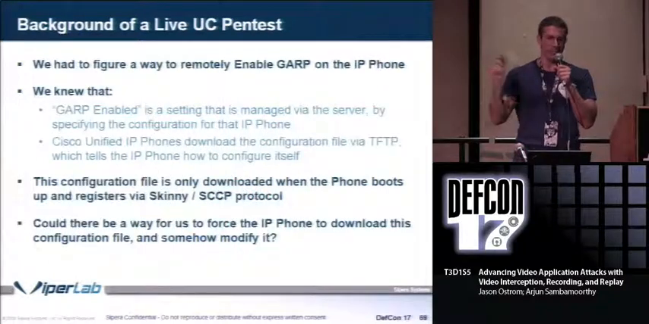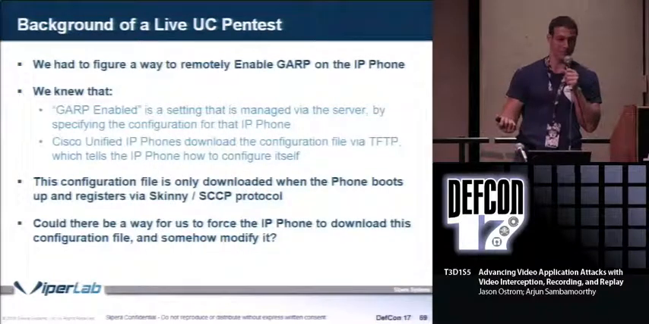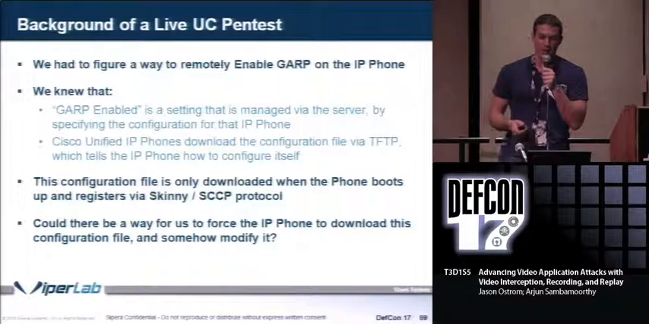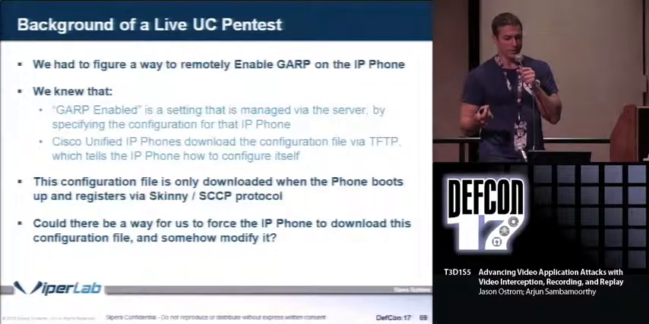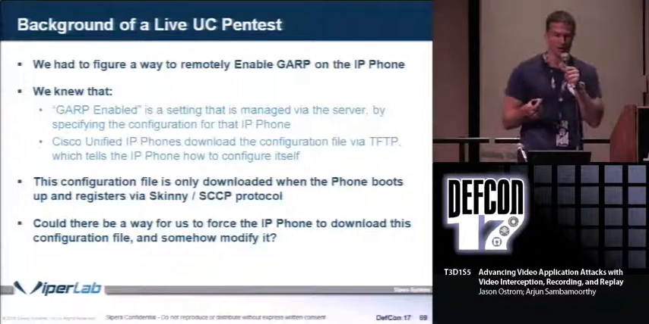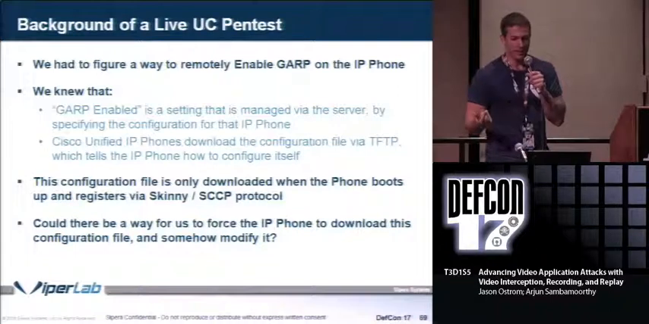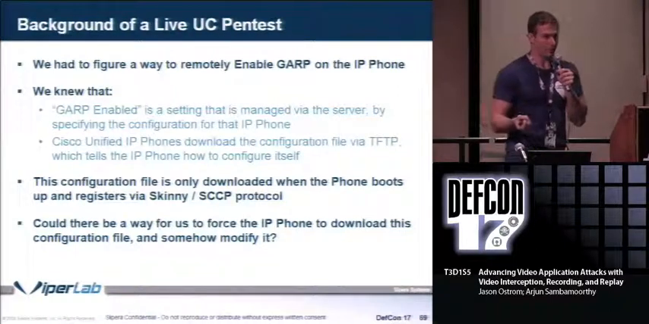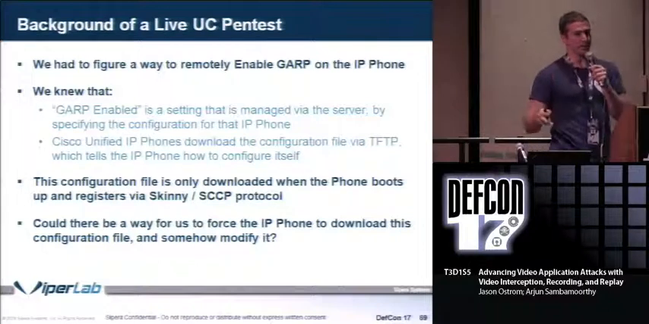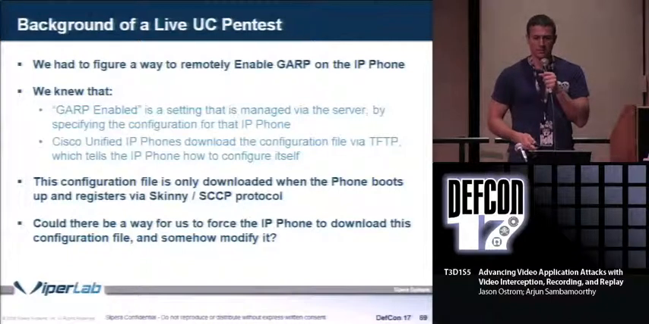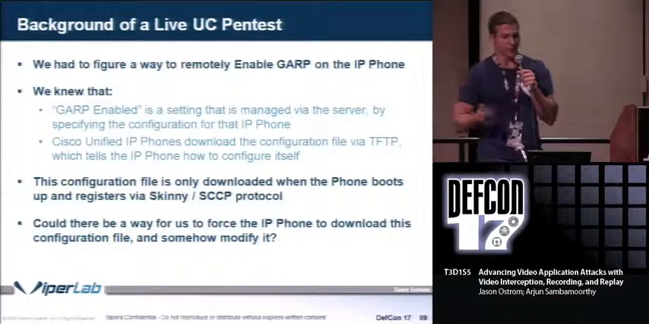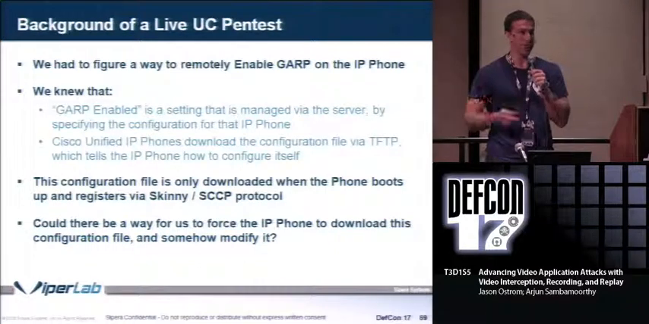So what did we know? We had to figure out a way to defeat this. We knew that GARP enabled is a setting that's managed server side. We also knew that the Cisco Unified Phone downloads the configuration file via TFTP, which tells the IP phone how to configure itself. So basically, this configuration file was everything that the phone parses and learns how to configure itself from. It's only downloaded when the phone boots up. Could there be a way for us to force this IP phone to download this configuration file?